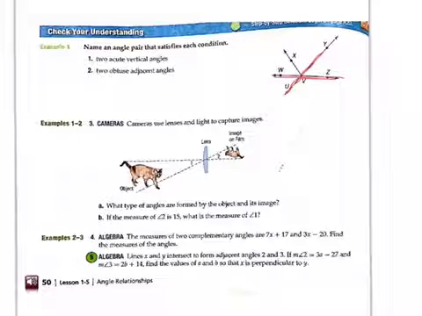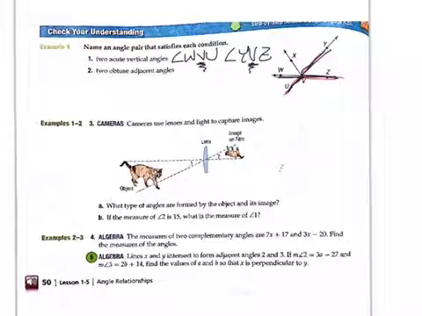So I could say the angle WVU, which is this one, is vertical to angle YVZ, this one right here. Now one thing you notice about vertical angles, they have to have the same vertex.